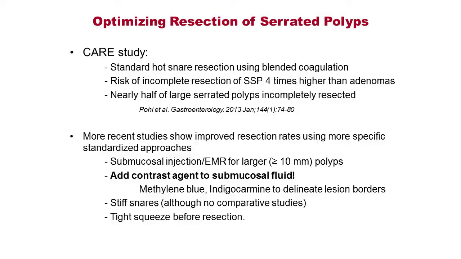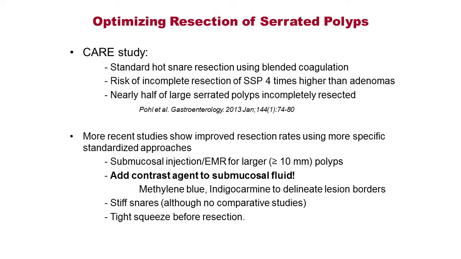Why is that important? Well, the CARE study, which was mentioned in one of the previous talks, was geared to quantify the risk of incomplete resection in practice, and showed that SSPs were a particular vulnerability as far as completeness of resection is concerned. The risk of incomplete resection of SSPs in that study was 4 times higher than adenomas, and nearly half of large serrated polyps were incompletely resected.